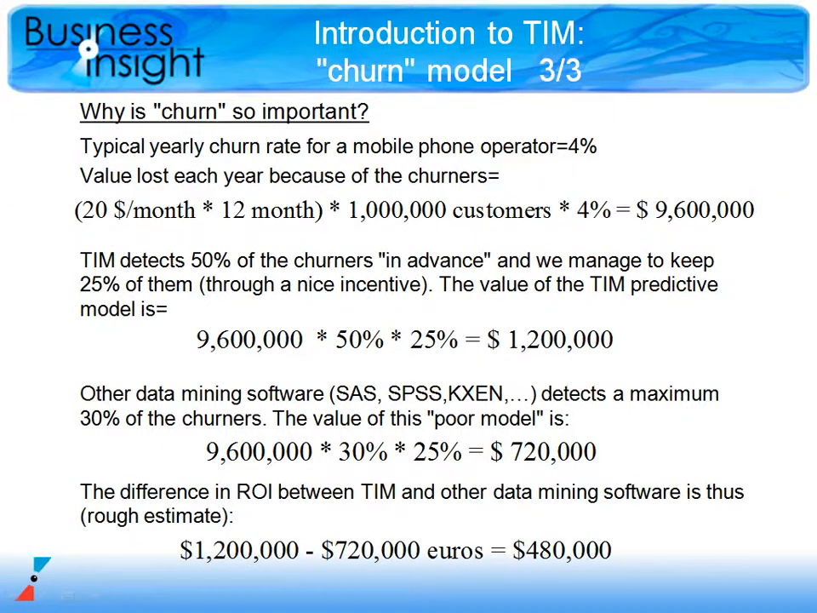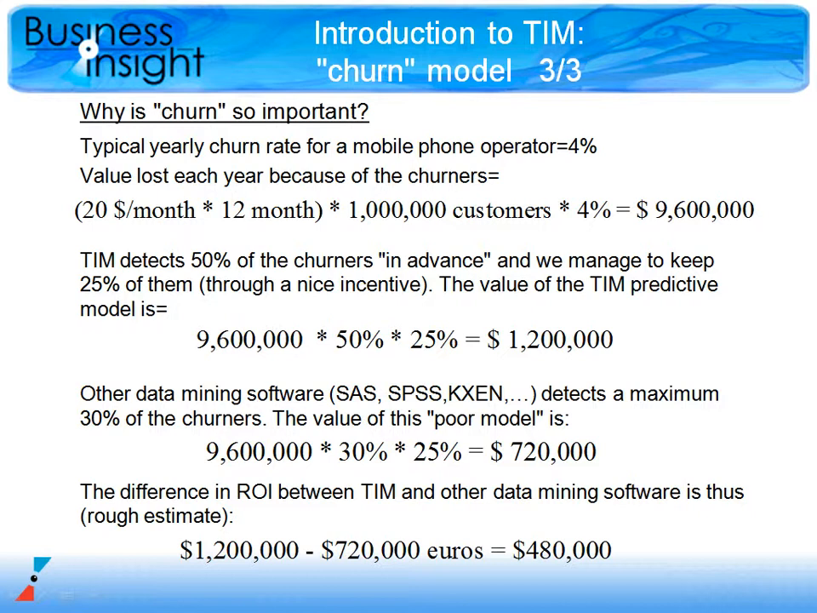Why is churn so important? Typically, the yearly churn rate for a mobile phone telecom operator is 4%. That means that each year, a mobile phone operator loses 4% of its customers. If we manage to detect these churners and prevent them from leaving, the telecom will gain $9.6 million, assuming subscription fees of $20 a month paid out over the course of a year, that the small mobile phone operator has about 1 million customers, and that the annual churn rate is 4%. Let's say that we are using TIM for our predictions. TIM is able to correctly detect in advance 50% of the churners.